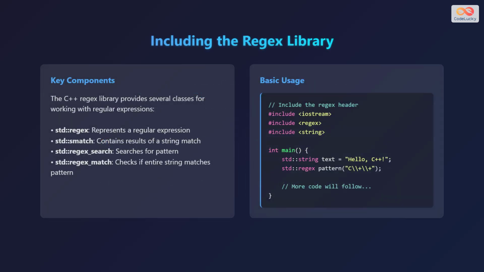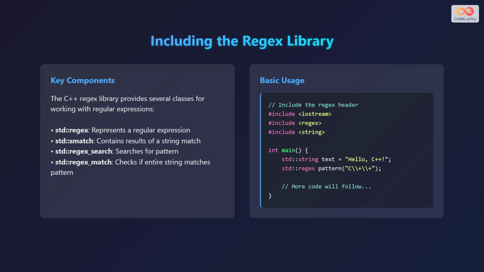To use regular expressions in C++, you will first need to include the Regex library. The C++ Regex library offers several classes for handling regular expressions. Key components include std::regex, which represents a regular expression; std::smatch, which contains the results of a string match; std::regex_search, which searches for a pattern within a string; and std::regex_match, which checks if an entire string matches a specified pattern.